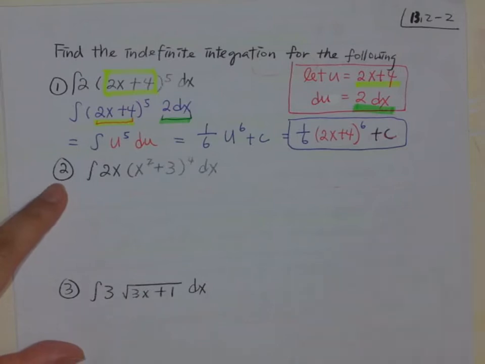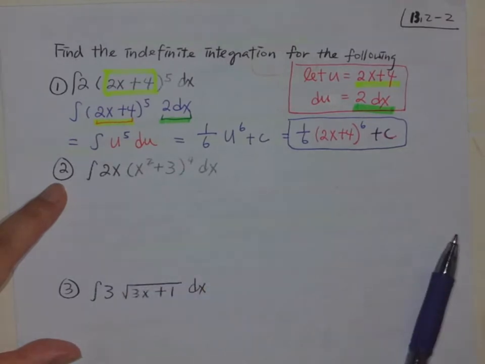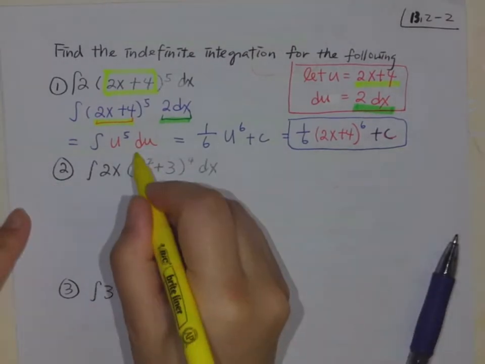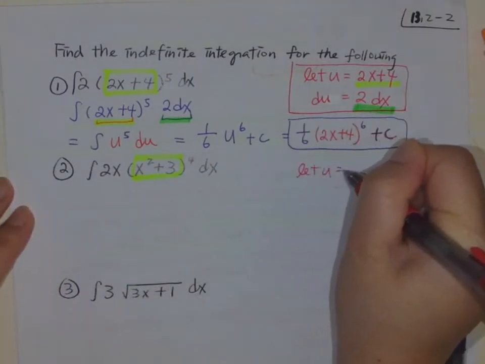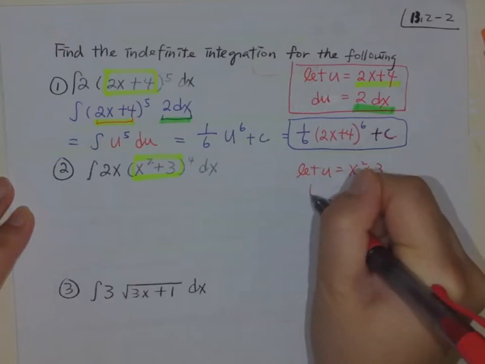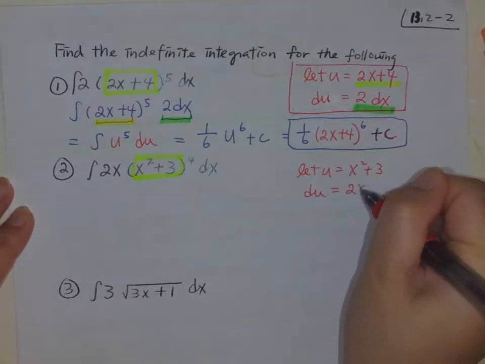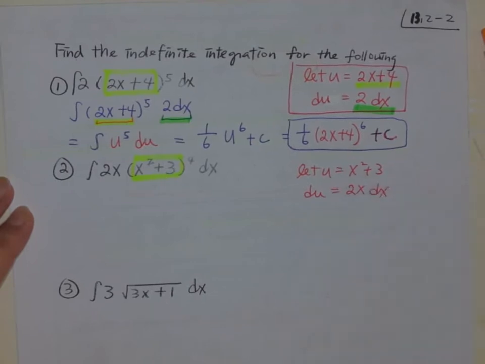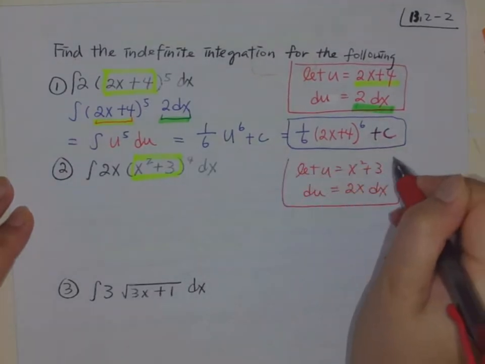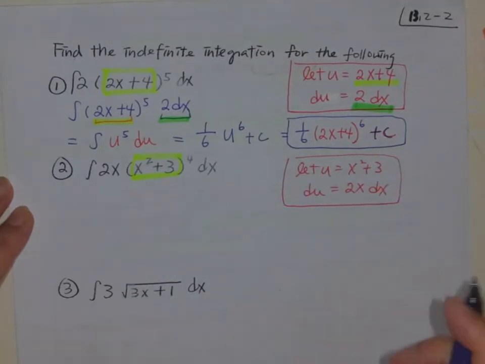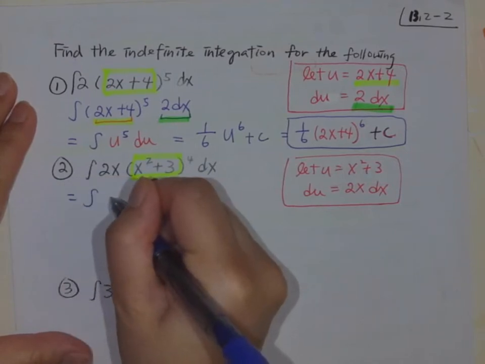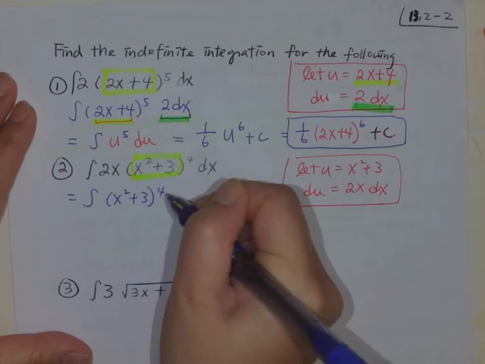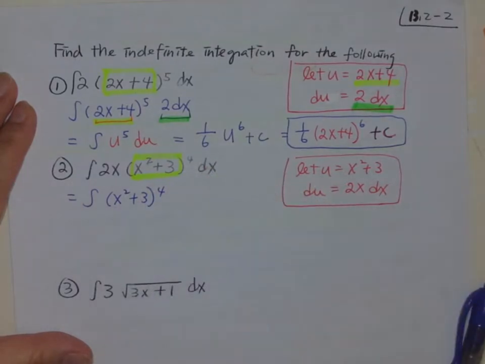Okay, the second one. Again, the inside part is going to be my u, so I'm going to set that equal to u. Let u equal x squared plus 3. Then du, taking the derivative of that, would be 2x, and don't forget your dx. So we have this, and 2x dx is here, so I can group them together. We have x squared plus 3 to the 4th power, and I'm putting my 2x dx together.